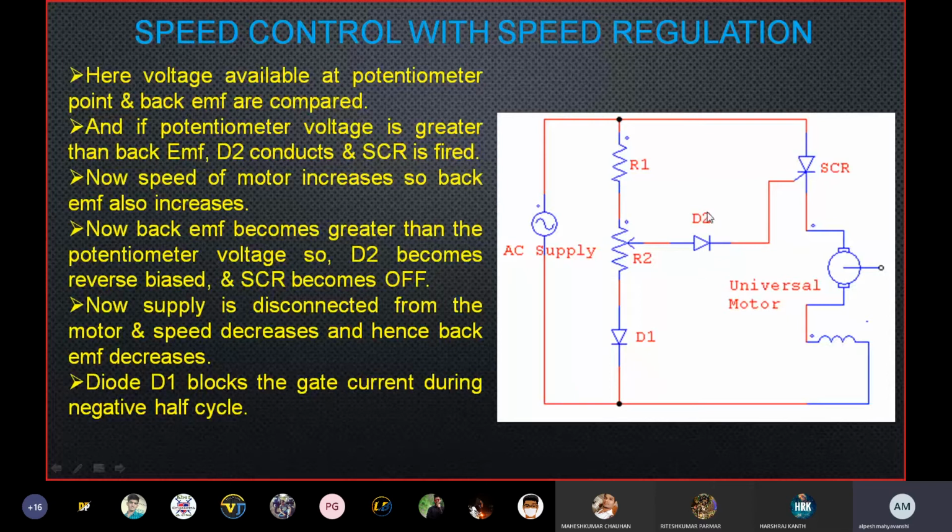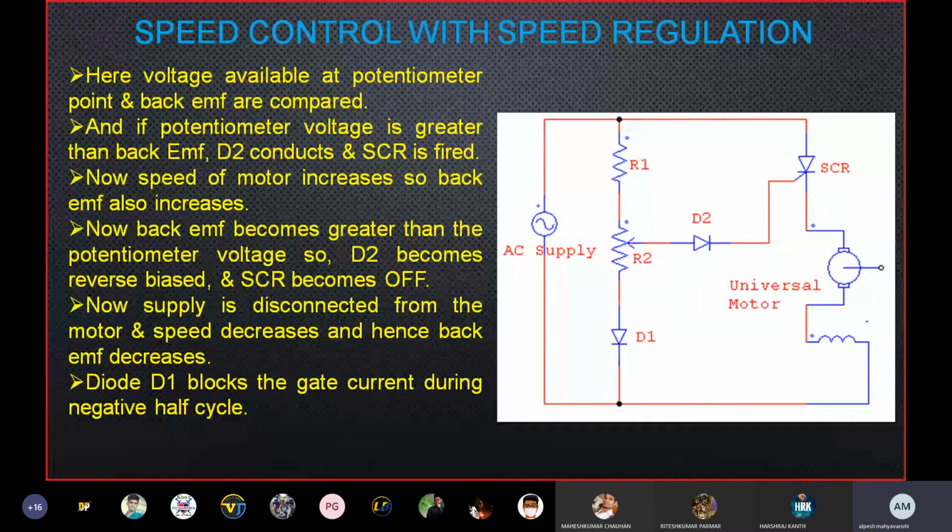The D2 diode becomes reverse biased, and gate pulses are not given to the SCR, and this SCR becomes turned off. So supply is disconnected from this motor, and as the supply is disconnected from the motor, speed will reduce. So in this manner we can sense the speed in the manner of back EMF.